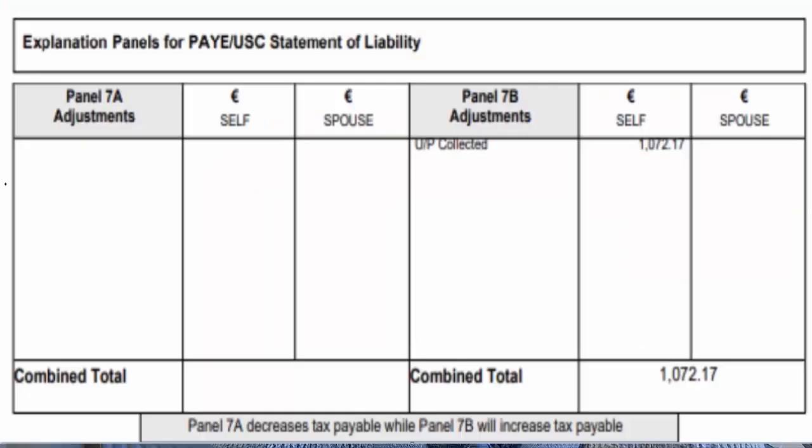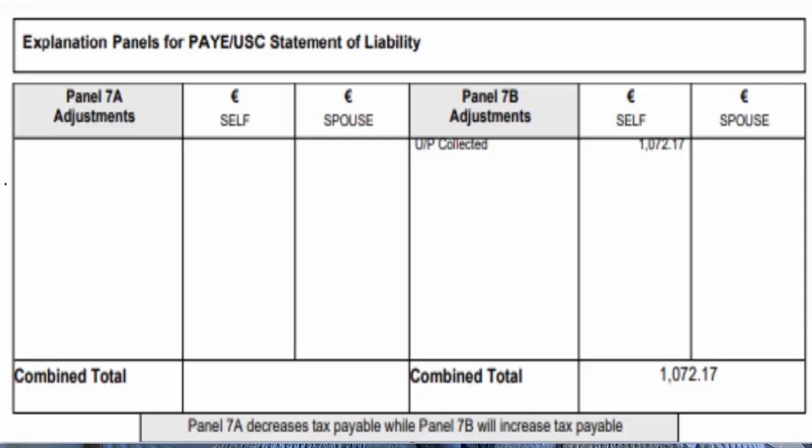Adjustments to income tax due, Panel 7A and Panel 7B on your statement of liability. Panel 7A decreases tax payable, while Panel 7B will increase tax payable. On this example on 7B, there is an amount of €1,072.17 for an underpayment collected that has increased this person's tax for the year by that amount.